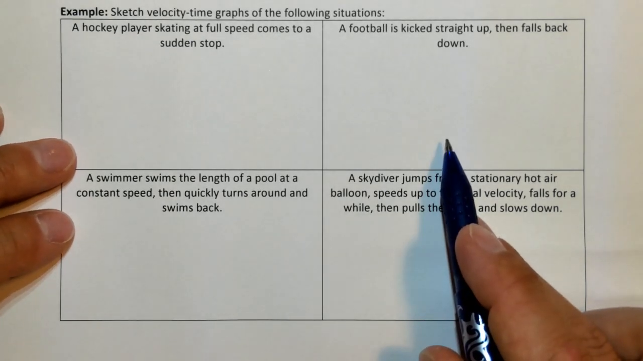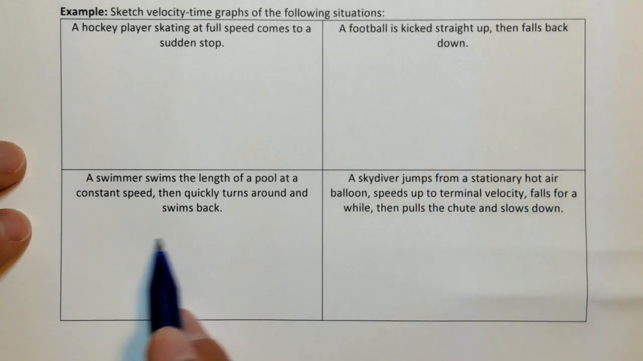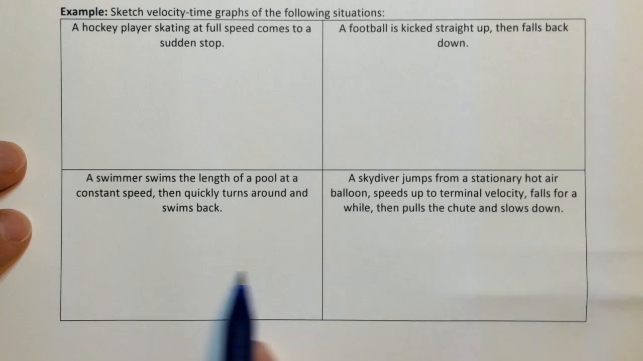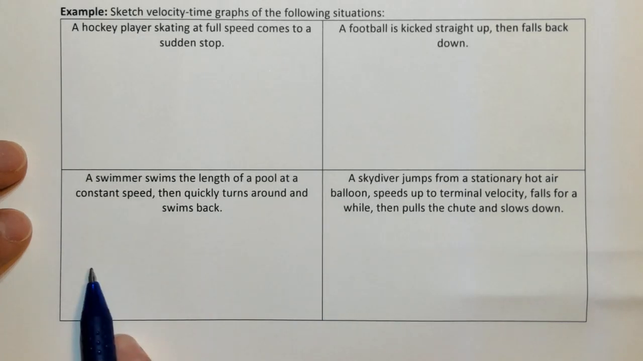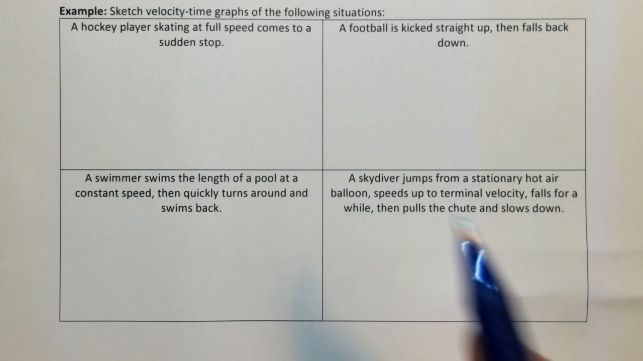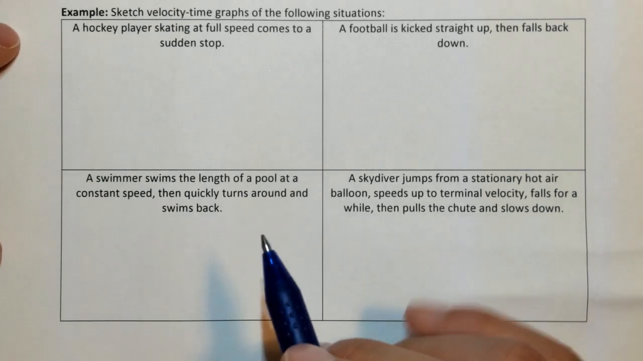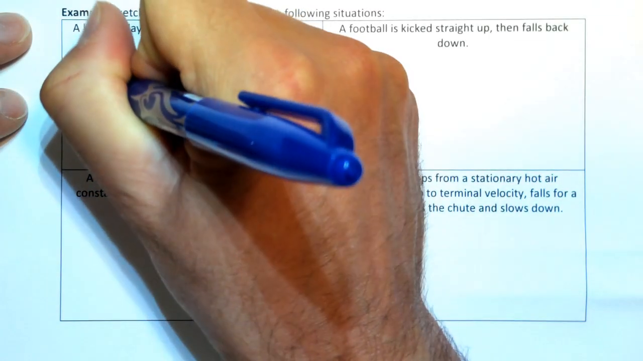That's not a graph. A swimmer swims the length of a pool at constant speed and then turns around and swims back. If I trace that out, again, I'm tracing the path of the swimmer or making a picture of what the swimmer did, but that's not a graph. To get these graphs down, you really have to think, what is the velocity doing? Is it positive or negative? Is it big or small? Is it changing? Is it constant? Those sort of words are key. So let's do this first one.